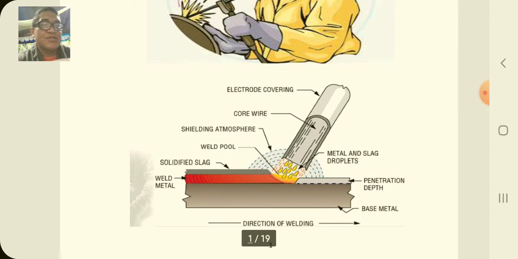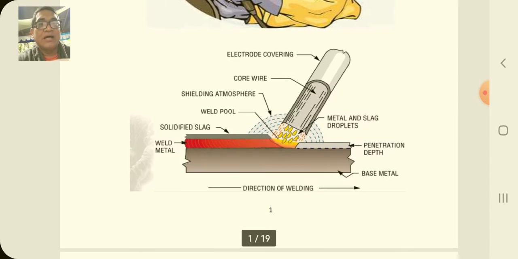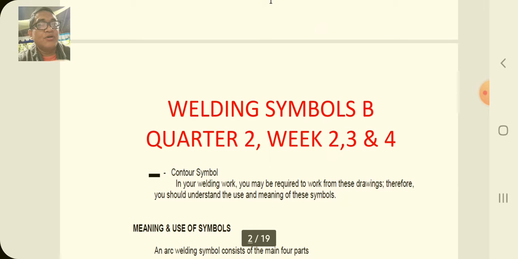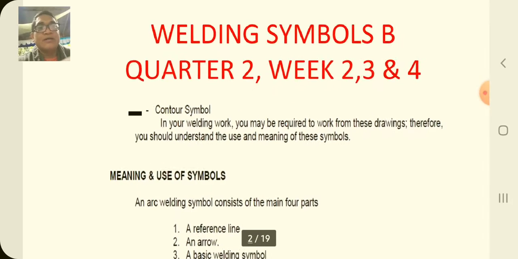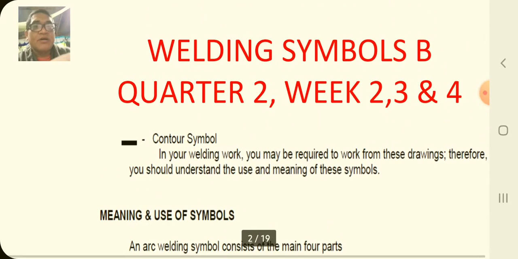So please review some of the direction of welding figures. You have the parts of the electrode. Please review that. So here we go now. We are on welding symbols part B, Quarter 2, week 2, 3, and 4. Okay, so let's proceed. Are you ready?